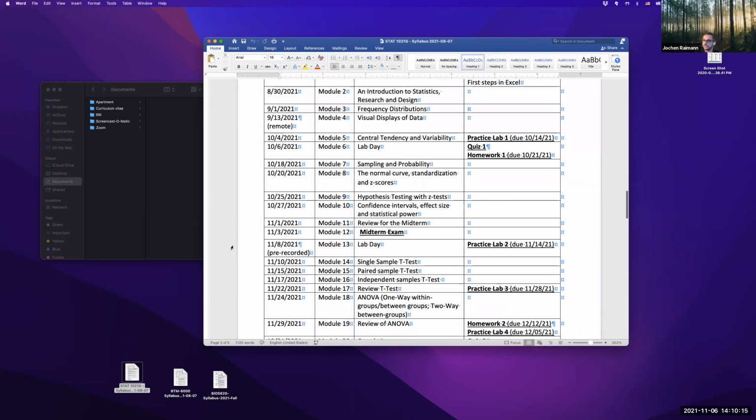So we are essentially now on lab day, module 13. Practice lab 2 has been issued, has been assigned. It's due on 11/14, so next week on Tuesday midnight. And please submit as usual. It will only be an Excel sheet that we essentially will discuss now.